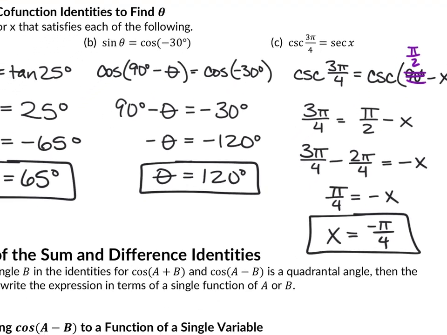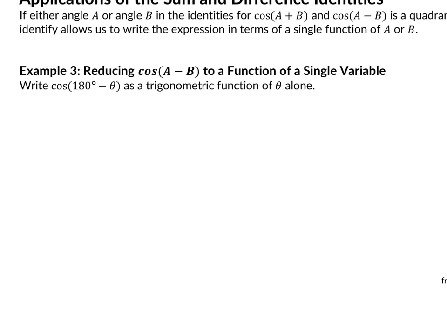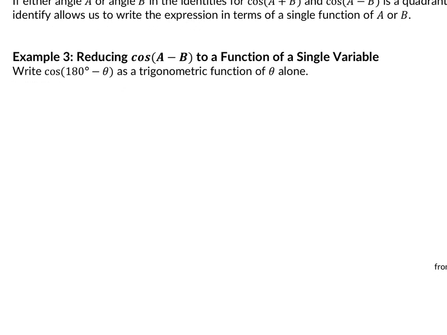So these identities also come into play when we're doing the section 5.1 and 5.2 problems, where I want you to take one type of expression and write it in a different way. So in example 3, it says write cosine of 180 degrees minus theta as a trigonometric function of theta alone. Now that just means that eventually we're going to have to get rid of anything that has to do with a degree value. We only want to answer with cosine theta, sine theta, tangent theta, something like that. No numbers, no degree values.